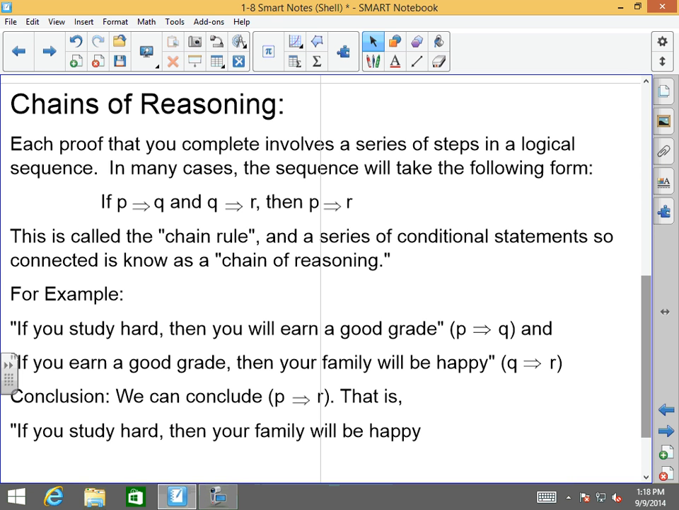This is called the chain rule. And a series of conditional statements so connected is known as the chain of reasoning. For example, if you study hard, then you will earn good grades. That's my if P then Q. And if you earn good grades, then your family will be happy. That's my if Q then R. My conclusion, we can conclude that if P then R. That is, if you study hard, then your family will be happy. That is a chain of reasoning.